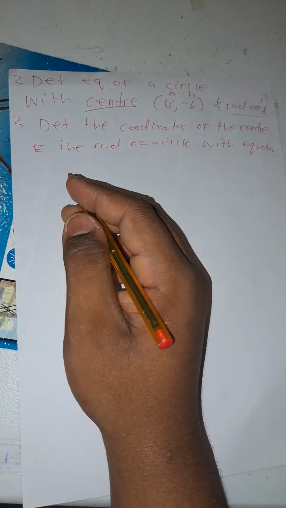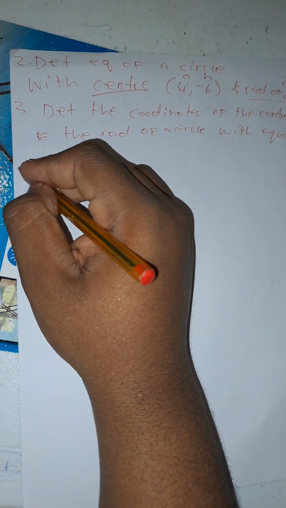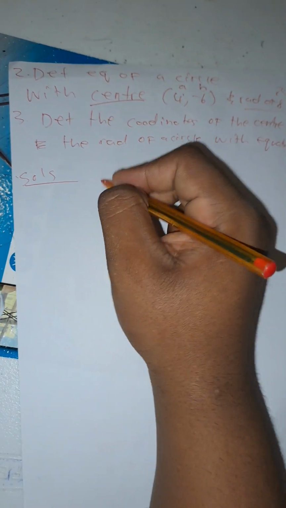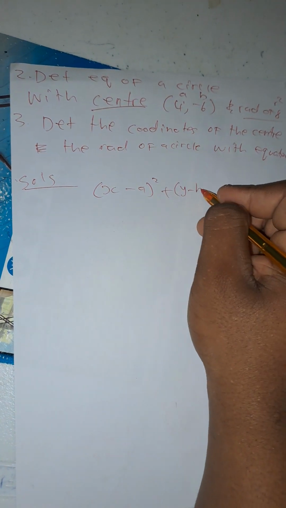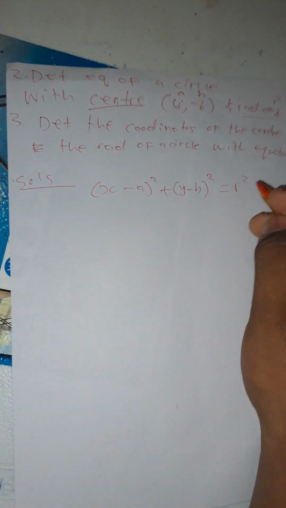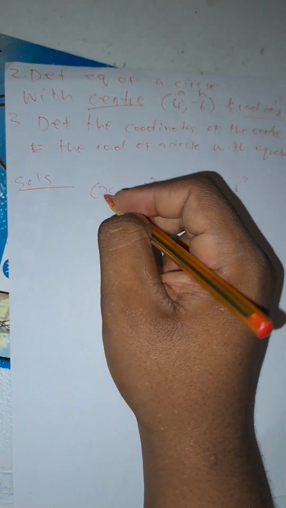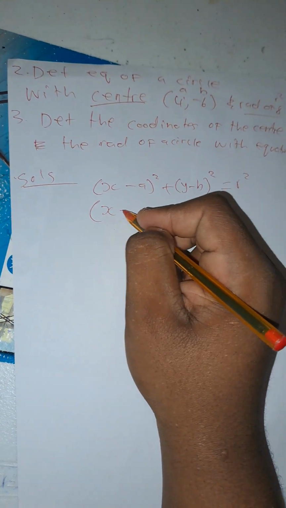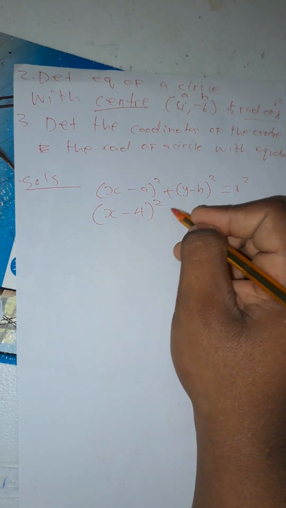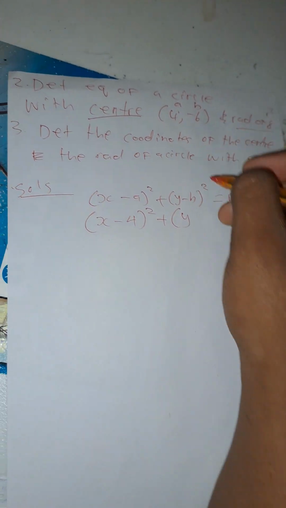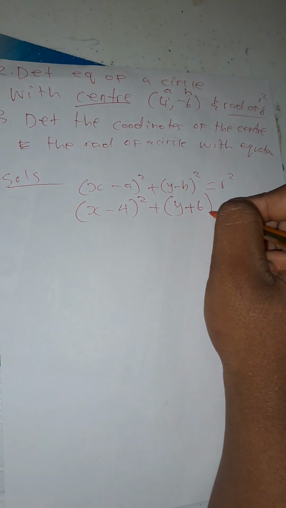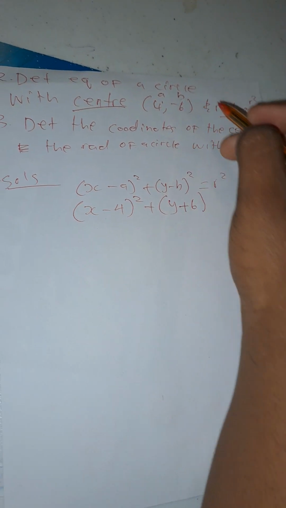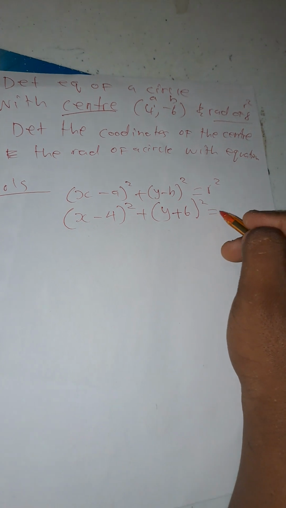So let's determine the equation. Initially, I know what it is: (x − a)² + (y − b)² = r². Since they gave the center, it will be (x − 4)² + (y + 6)², because they said minus 6 there, squared is equal to 8².